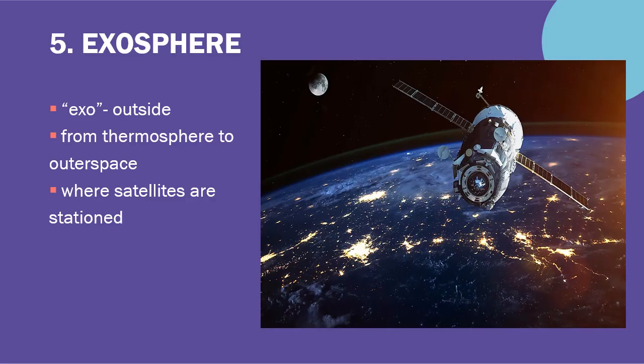Finally, the outermost layer of the atmosphere is the exosphere. Exo means outside. It is more than 700 kilometers, maybe up to 10,000 kilometers from the surface of the Earth with no clear boundary. This layer continues into outer space where gases can easily move due to weak gravitational pull. Due to its nature, the air here is very thin. Satellites are stationed in this area.